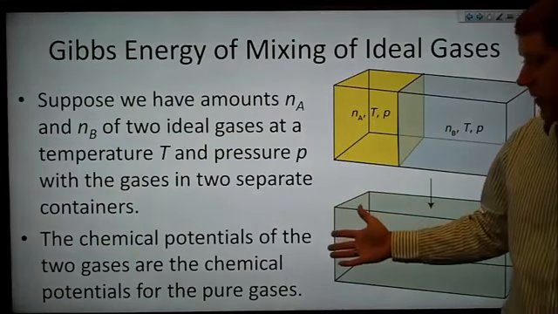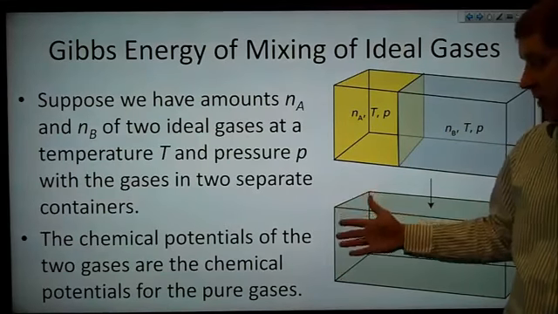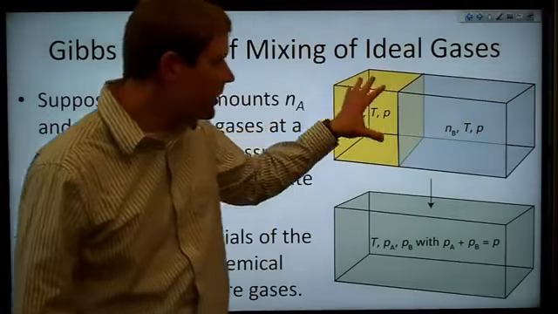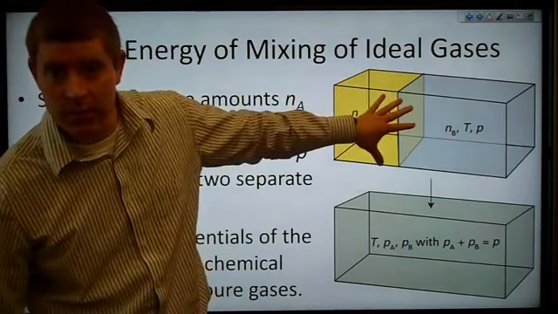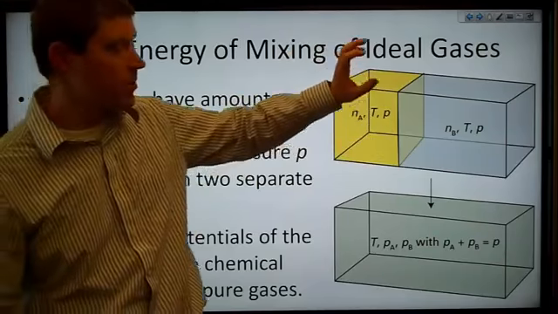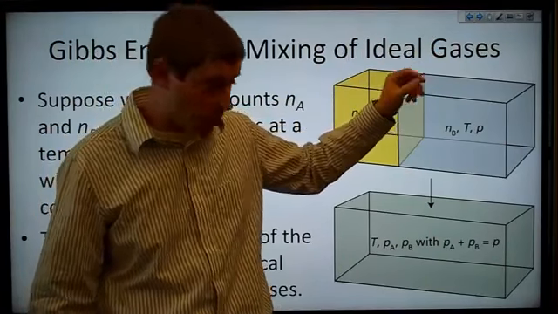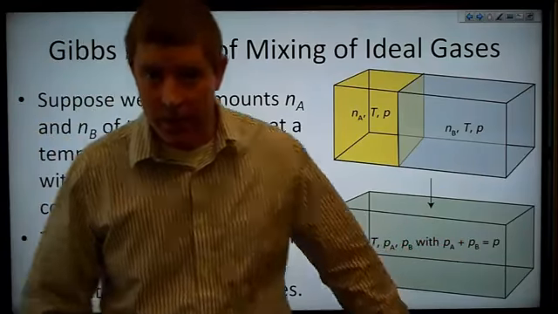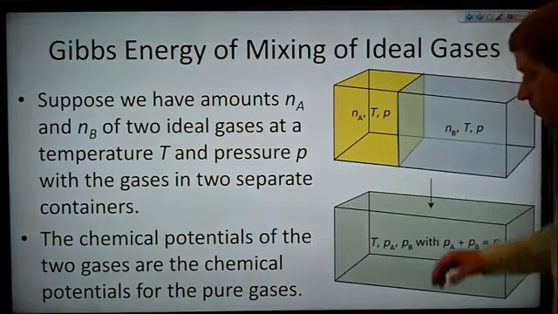Now the chemical potentials of the two gases are the chemical potentials of the pure gases, because they are pure. We haven't mixed them yet. So before we mix them, the chemical potential of A is the chemical potential of the pure gas, and the chemical potential of B is the chemical potential for the pure gas. Then we're going to mix them. We're going to mix the A and B together down here, still at the same temperature and pressure.